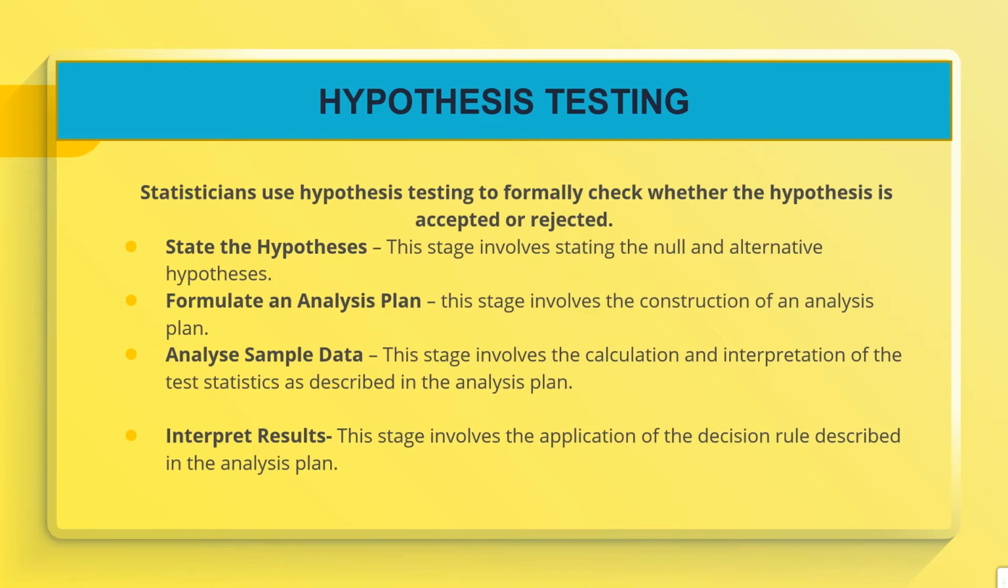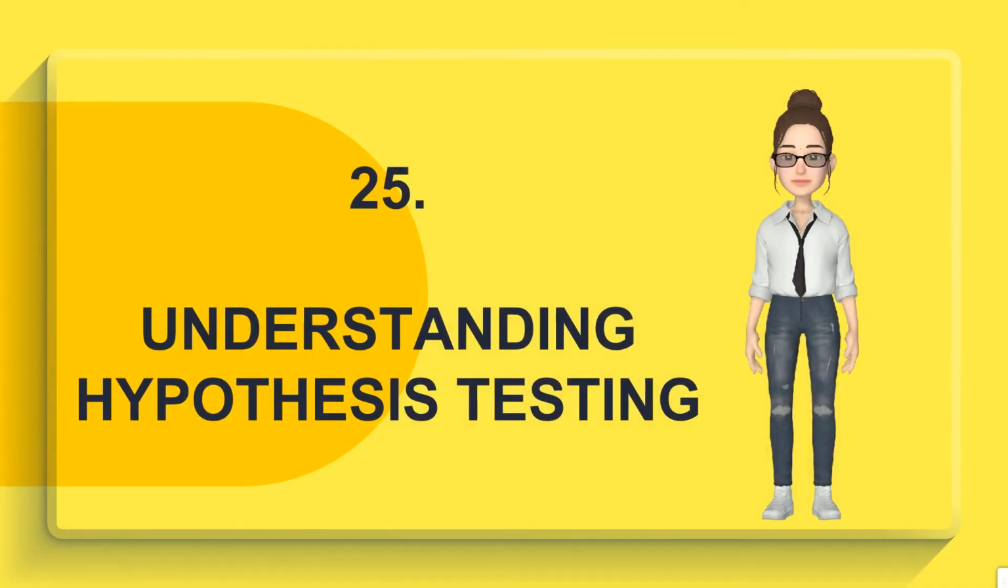Before that, there are a few steps that are followed in hypothesis testing. You begin by stating the null and the alternative hypothesis. I'll tell you what exactly these terms are. Then you formulate an analysis plan. After that, you analyze the sample data and finally you interpret the results. Now, to understand the entire hypothesis testing, we'll look at a good example.